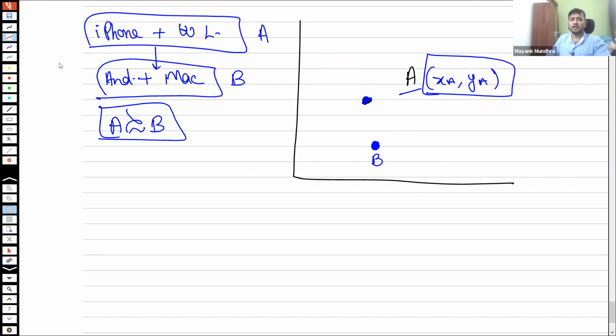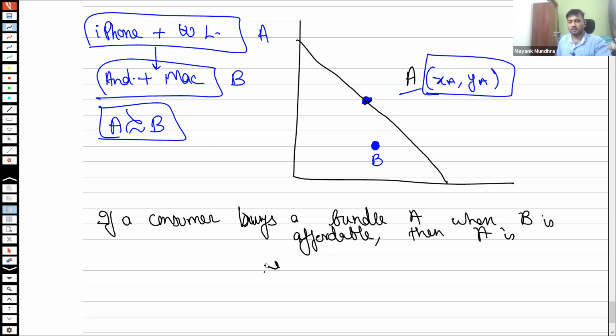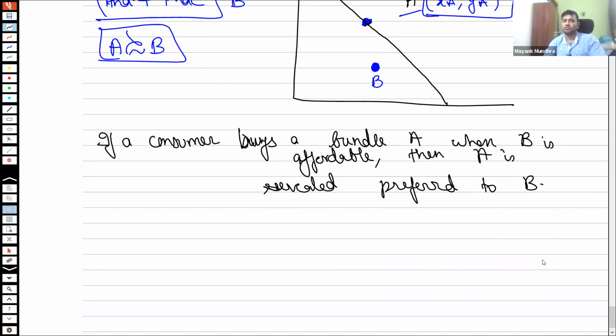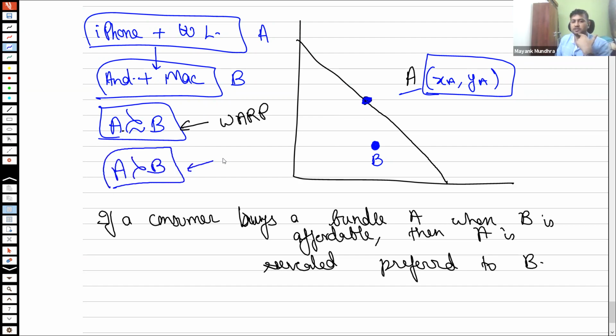So we say that in a setting like this, if a consumer buys a bundle A when B is affordable, then A is revealed preferred to B. Now, the weak axiom of revealed preferences says that if A is purchased when B was affordable, then this must be true. So this is the weak axiom of revealed preferences. The strong axiom says that if A and B are both affordable and A was purchased, then A must be strictly preferred to B. So this is the strong axiom.